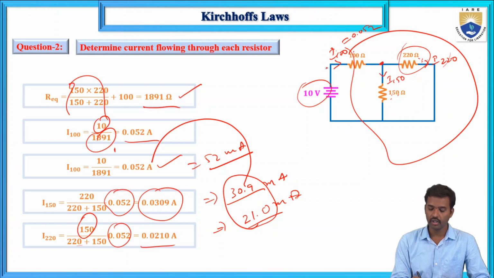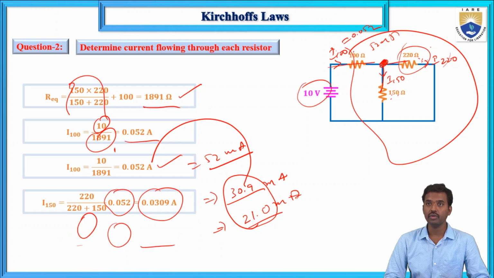So now this is the entering current, and these two currents are leaving currents. For this case, 52 milliamps equals 30.9 milliamps plus 21 milliamps. So it is satisfying KCL if you apply KCL at this node.